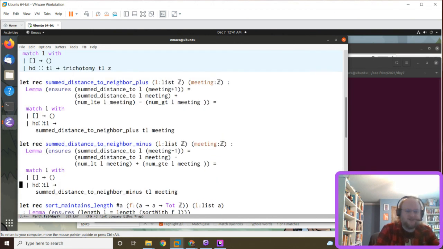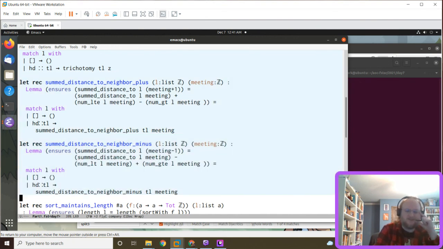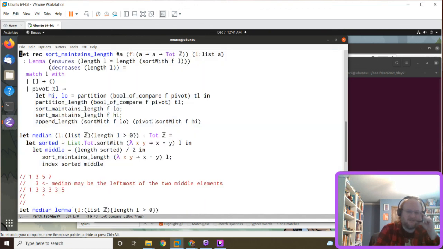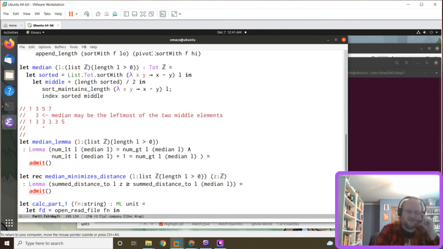I think we did pretty good with our lemmas here, but they may not be in the right shape to let us talk about it. Or it might be we need to express what the median does in some other way than this.